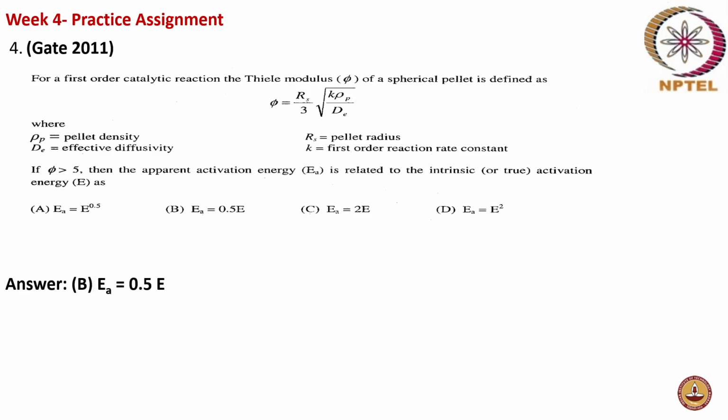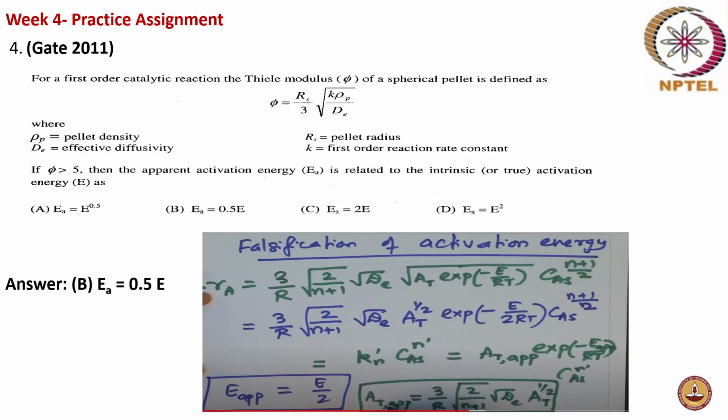Now the answer is actually EA is equal to 0.5 into E. This is derived in the class for falsification of activation energy, where your reaction rate is given by minus Ra is equal to 3 by R into square root of 2 by n plus 1 into square root of dE into square root of at into exponential of minus E by RT into CAS power n plus 1 by 2. So it's nothing but your theta into minus RAS. From there you just derive it, and this is nothing but your square root of K.